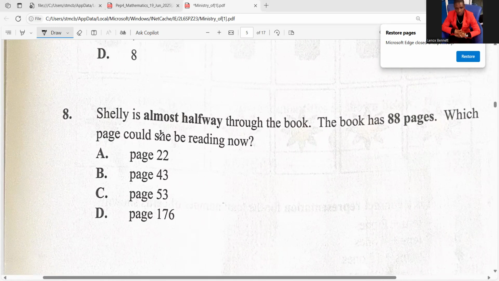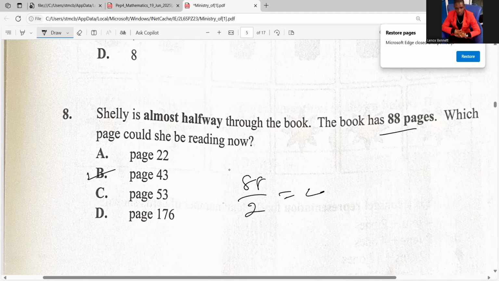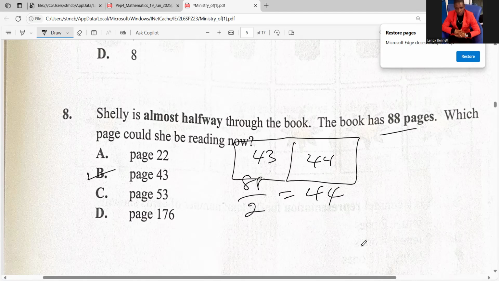Shelley is almost halfway through the book. The book has 88 pages. Which page could she be reading from now? Well, the best answer will be 43, half of 88, right? About 44. So you could have 43 and then 44. All right, so that would have been 43.